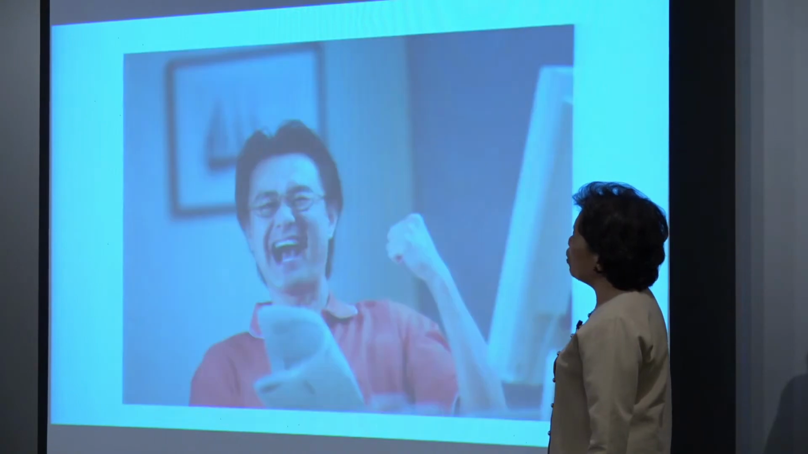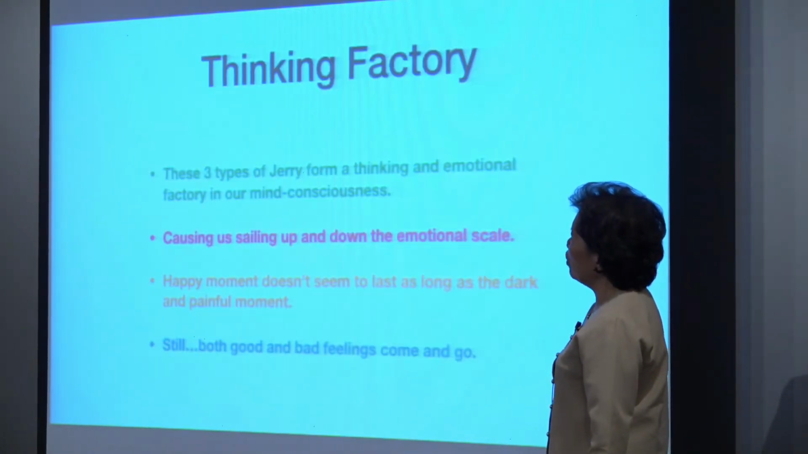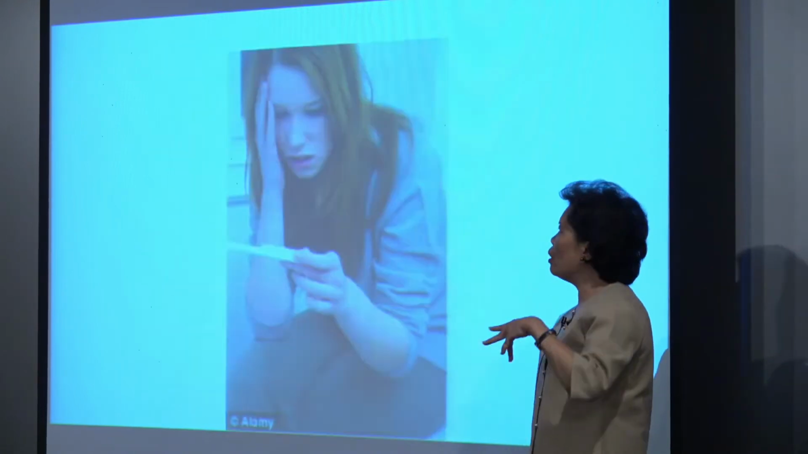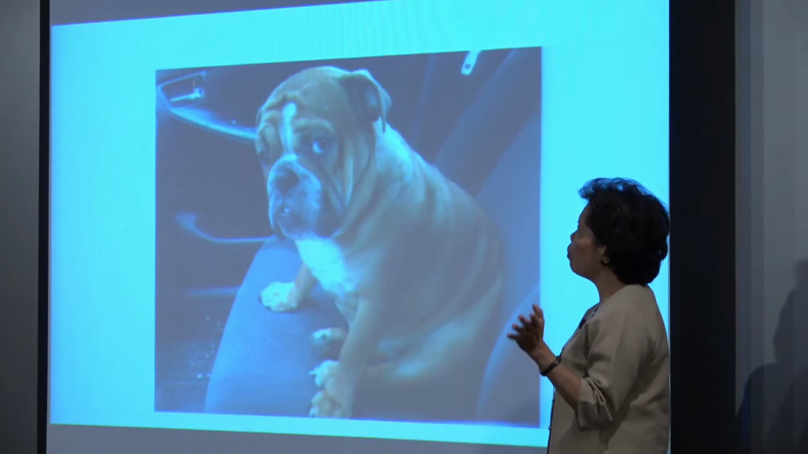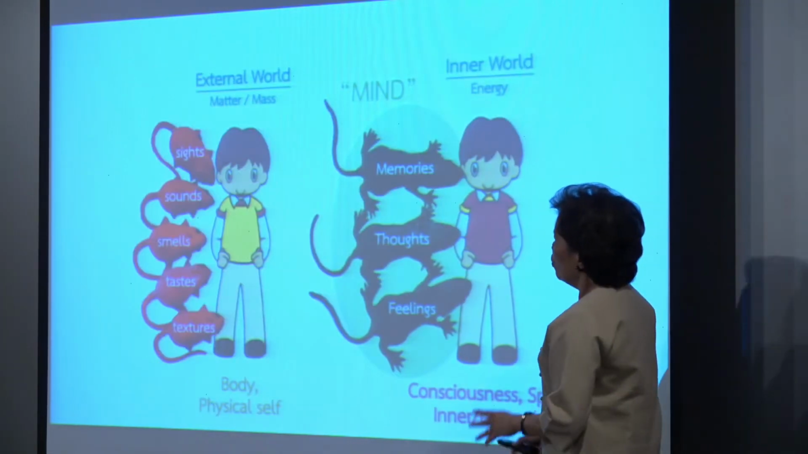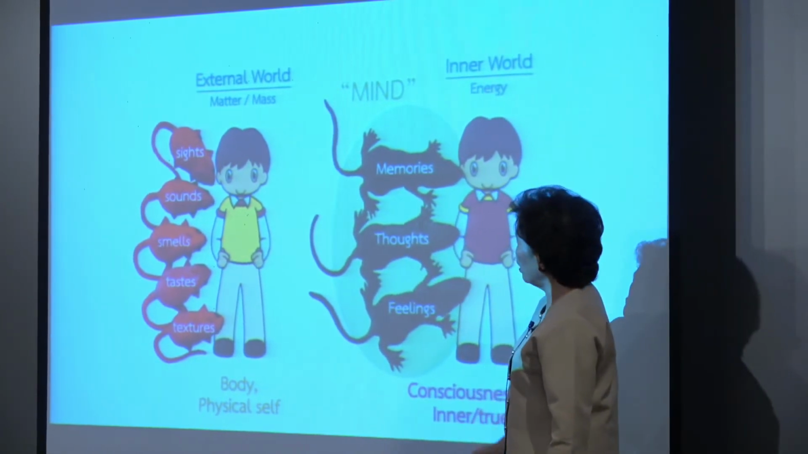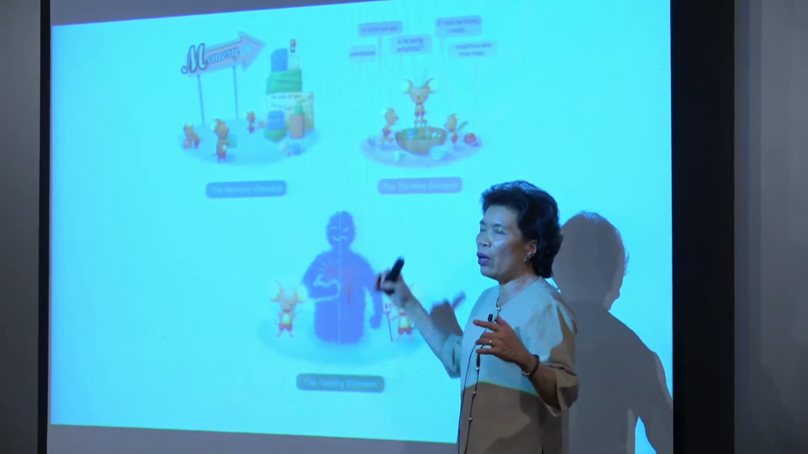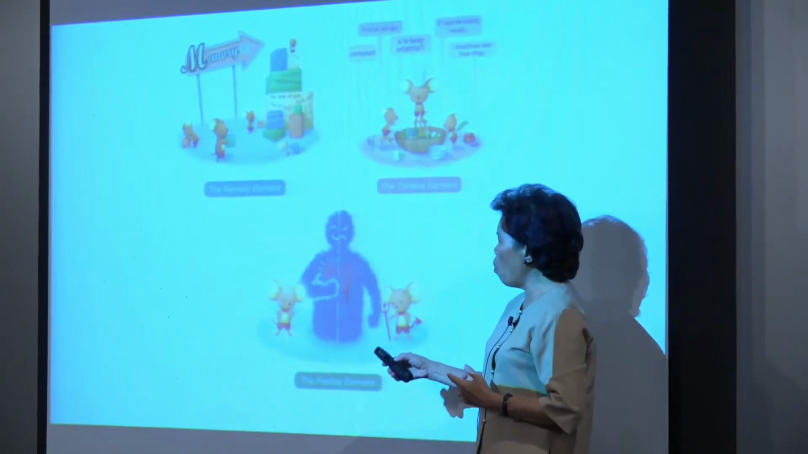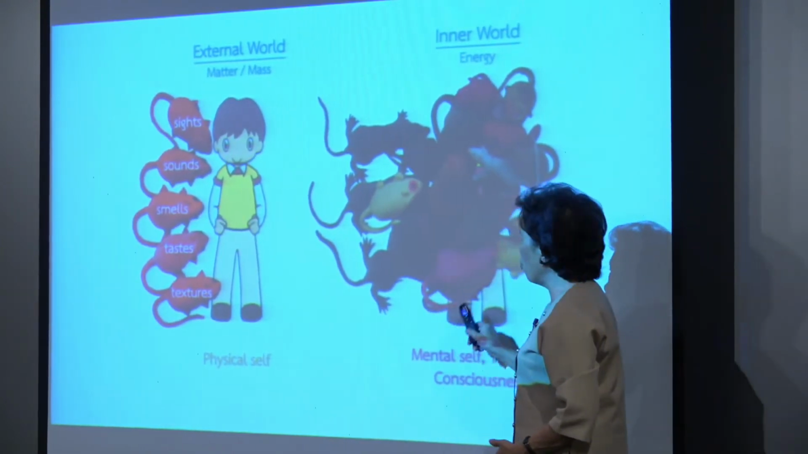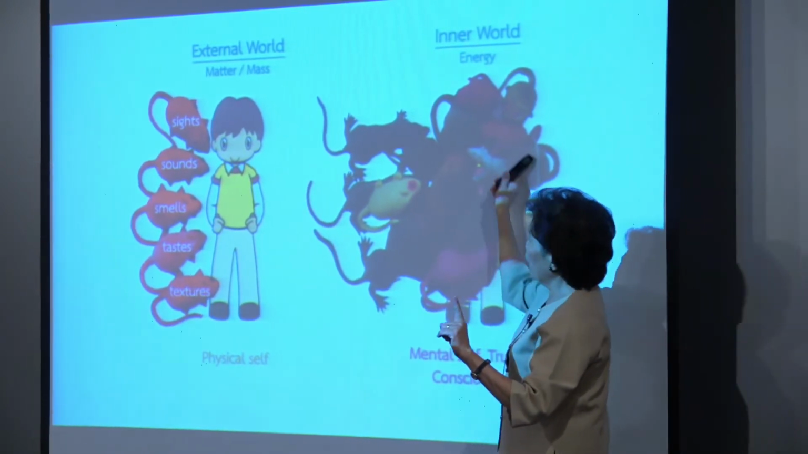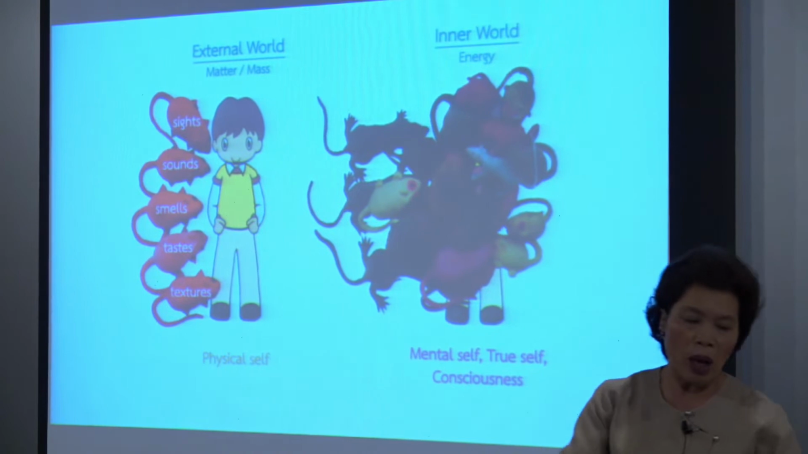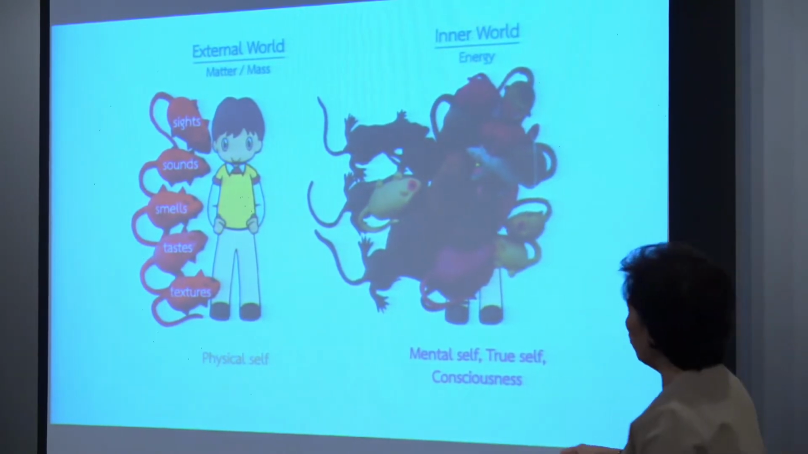So anyway, I'd like to show you that this thinking factory of Jerry, the three Jerry, they form the thinking factory and then cause people, humanity, to sail up and down the emotional scale, both in the positive way or the negative way. So these three Jerry, because of the Master Chef Jerry, it can go and mobilize a whole army of Jerry and then take over your mental self, which is your true self. The Master Chef Jerry has the ability to snowball, to magnify, to glorify, to multiply all your thoughts, all these things. So it can go and mobilize.